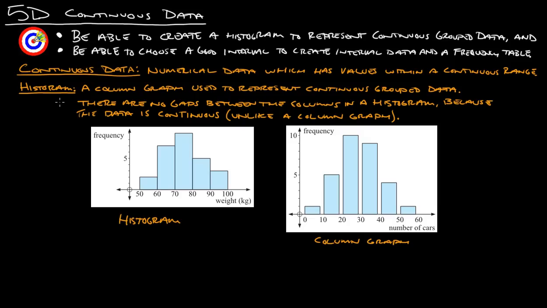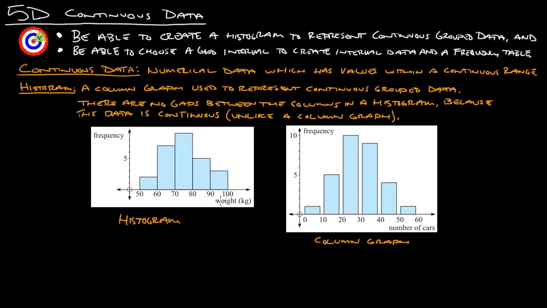a histogram is simply a column graph that's used to represent continuous group data. There are no gaps between columns in a histogram because the data is continuous, unlike a column graph, which we have used before. We've done column graphs before where there's little gaps in between all of those, but since it's continuous data, it doesn't have any gaps in between. And again, the difference between those two is a histogram is used for continuous data.